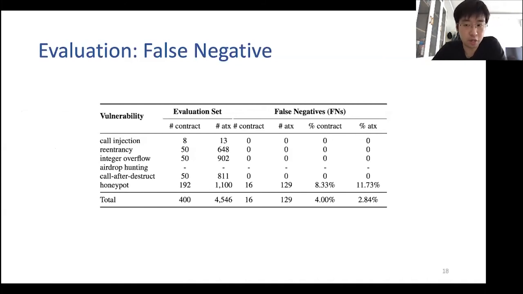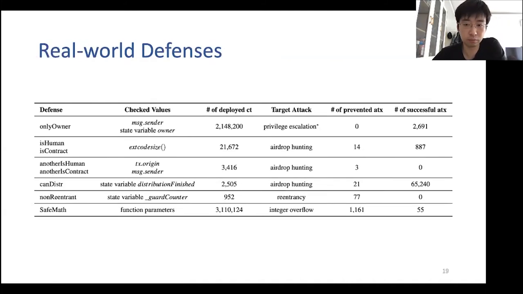Since there is no benchmark of real-world attacks, we evaluate the false negative by sampling the vulnerable contracts reported by 6 previous works and checking whether they are attacked. The false positives and the false negatives all come from our honeypot recognition. Finally, we locate 6 kinds of defenses. We explain the reasons for successful evasion in our paper. And our conclusion here is that most of these defenses are effective when correctly deployed, and we recommend that contract developers use them.